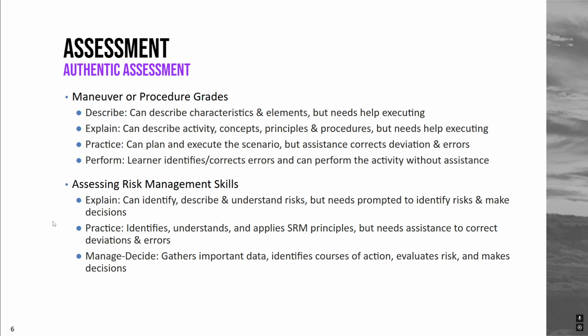Then they have to enter these 3 stages: explain, practice, and manage, decide. Explain: they can verbally identify and understand risks, but need to be prompted to identify risk and make decisions. So they can point out, okay, well, weather's not as good today, the winds are higher, and we don't have a lot of ceiling, and then you have to ask, oh, what else? You really have to assist them in identifying risks.